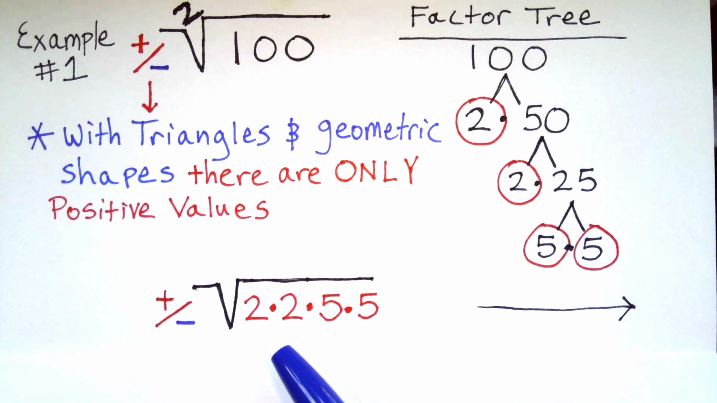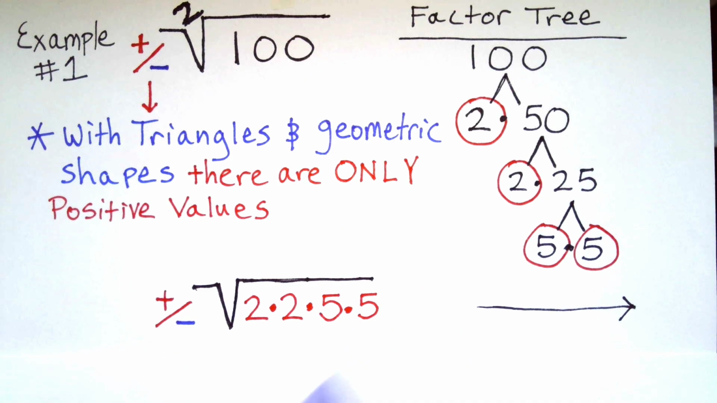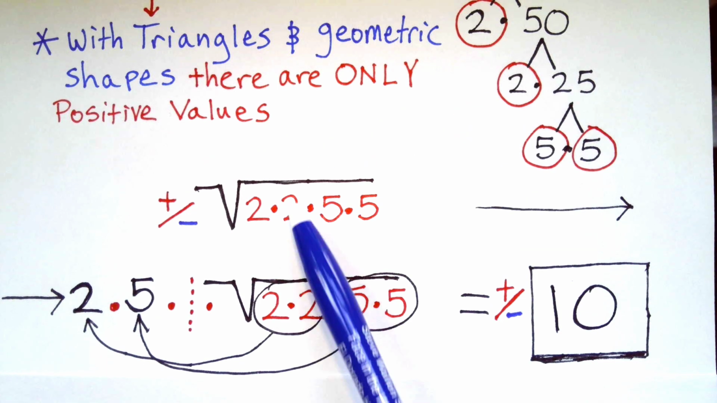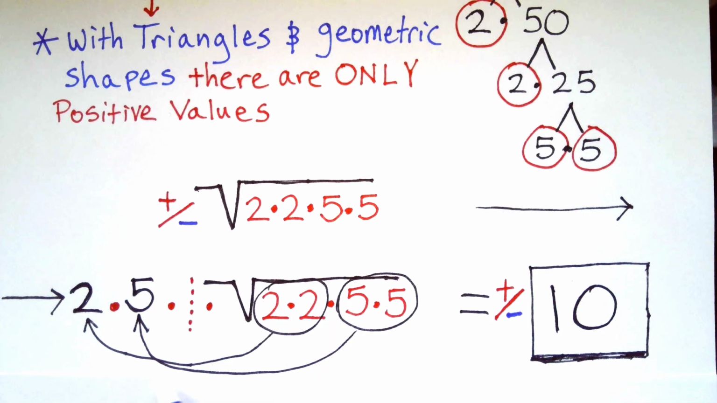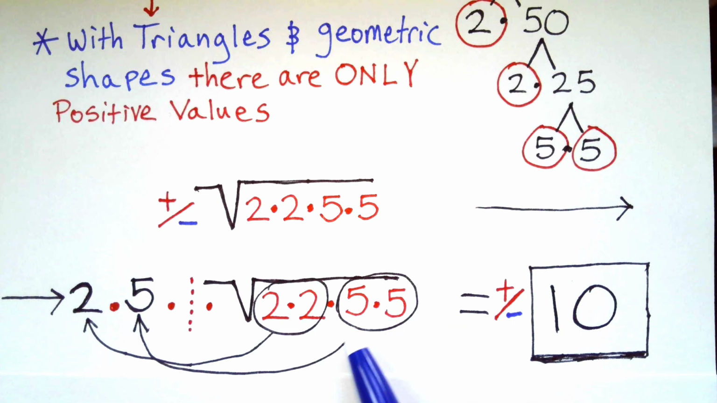So now, I've got 2 times 2 times 5 times 5 inside the radical. What do I do now? Okay, now it takes 2 perfect pairs to pull out one value outside of the radical. So I have 2 2's. I can pull out one 2 outside of the radical. I have 2 5's, a perfect pair. I can pull out one value of 5 outside the radical.